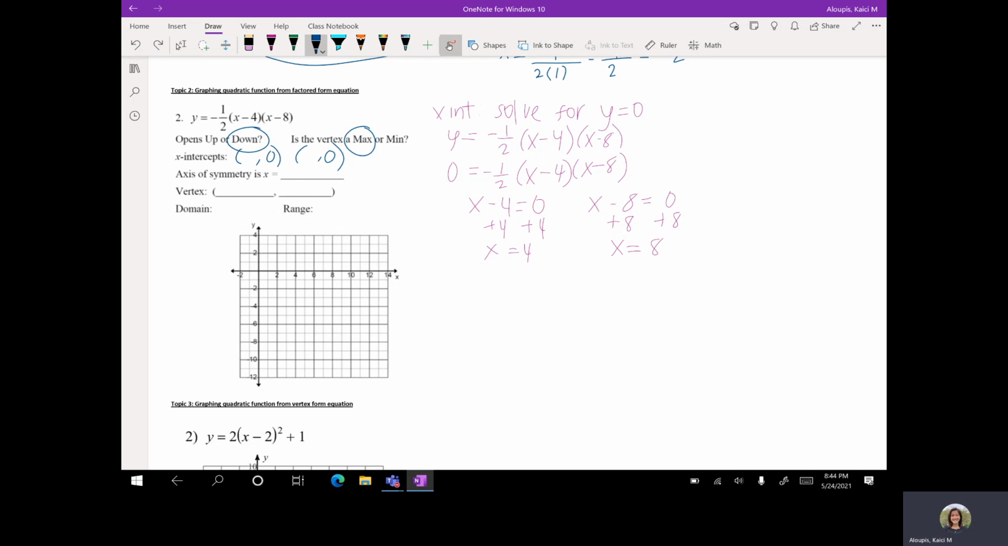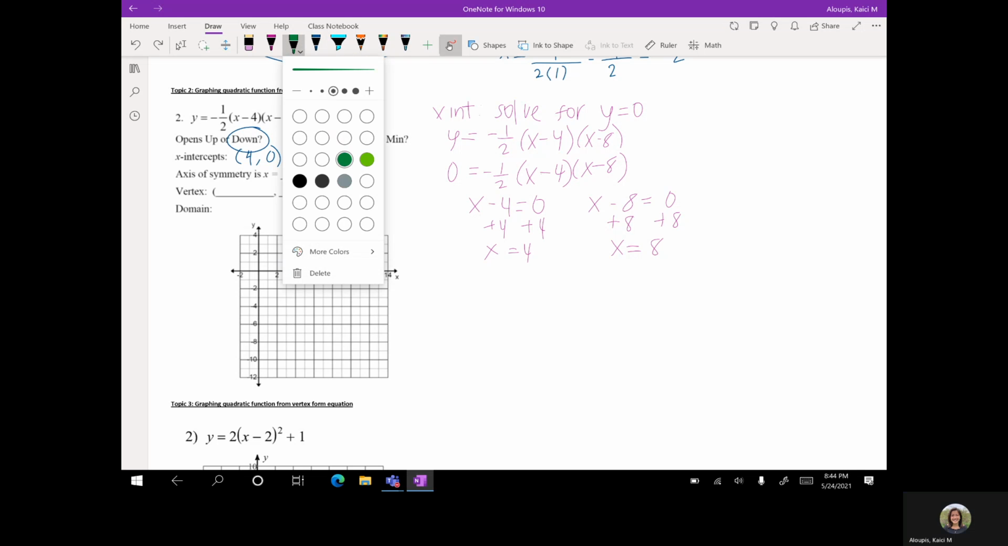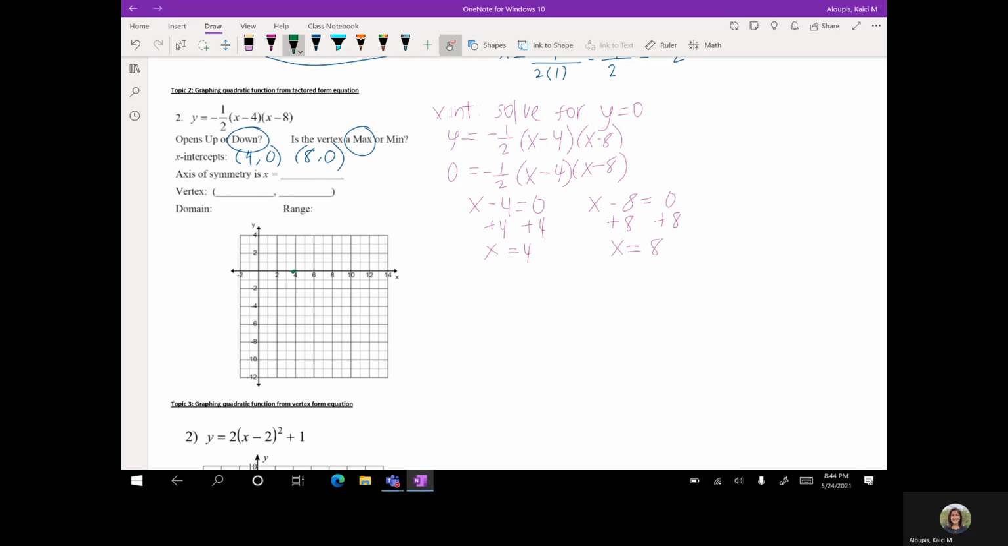So those are our x-intercepts. We have (4, 0) and we have (8, 0). Sorry, I don't like how that looked. (4, 0), oh, (8, 0). I'm going to go ahead and plot those points on our graph. Here's (4, 0) and (8, 0). Okay.